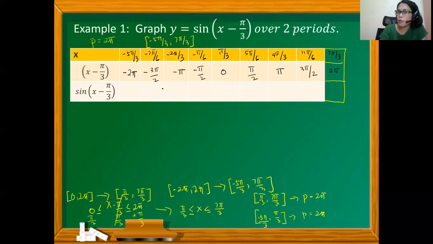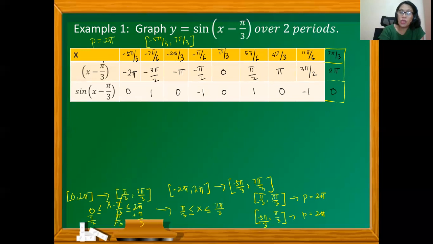And it's easy for us now to complete the third row because this is just the sine value of the second row. This is in relation again with the unit circle, and negative 2 pi is coterminal with 2 pi, so the y coordinate in reference to the unit circle is 0. Negative 3 pi over 2 is coterminal with pi over 2, and its y coordinate is 1. So sine negative pi is 0. Sine negative pi over 2, which is coterminal with 3 pi over 2, is negative 1. Sine 0 is 0. Sine pi over 2 is 1. Sine pi is 0. Sine 3 pi over 2 is negative 1. And sine 2 pi is 0.